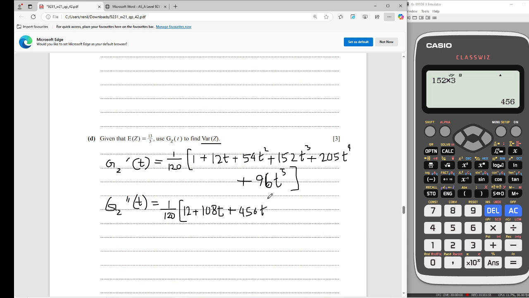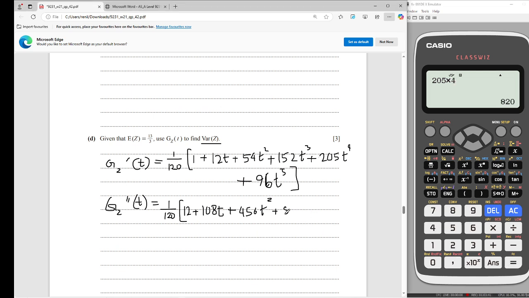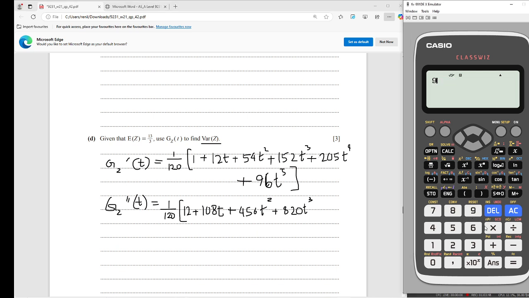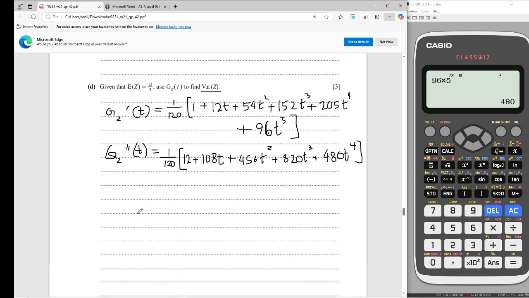Then t to the power 2, plus 205 times 4, which is 820, yes, it's 820. So 820 t to the power 3, and finally 96 times 5. So 96 times 5 is 480, so 480 t to the power 4. Now we just plug in t equals 1.